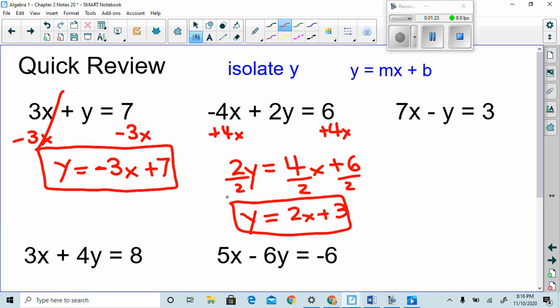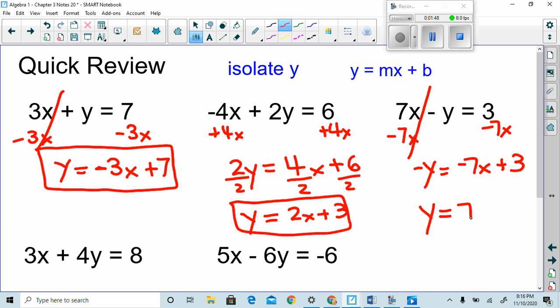Let's take a look at a third problem. Inverse operation tells me to subtract 7x. When I cancel this out, notice I'm left with negative y. This is familiar to you from yesterday. There was a similar problem in our classwork. We're not solving for negative y, so we'll divide everything by negative 1. And what does that do? It changes all the signs.